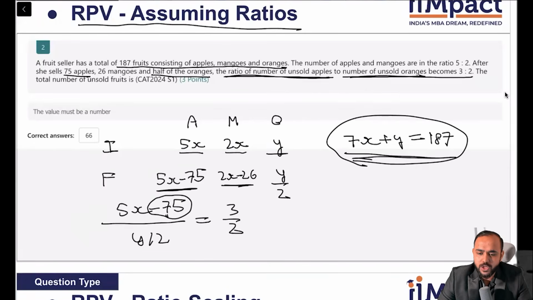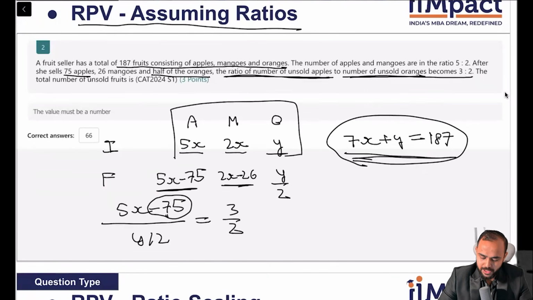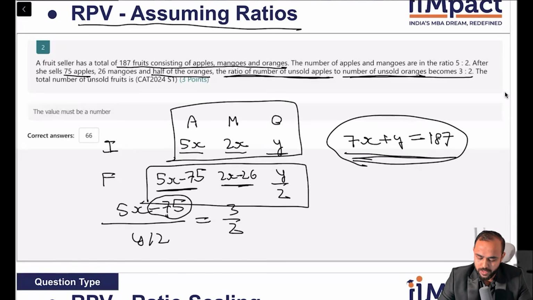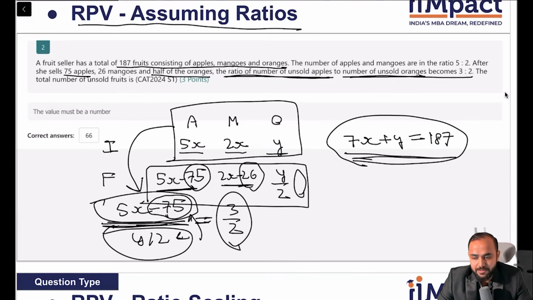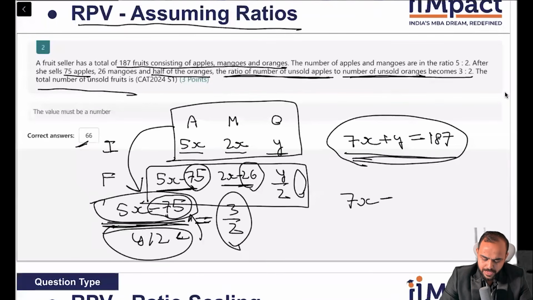Do you see what we actually did? We had some ratio, and there was some other ratio given to us, and there was some addition, subtraction, some absolute data change happening: selling of 75 apples, selling of 26 mangoes, selling of y by 2 oranges. So I put those here, assumed the values, and then equated the new values to the new ratio that we have. You can solve after this and you will get 66 as your answer. The total number of unsold fruits is what you have to find. So that is 7x minus 75 plus 26, which is 101, plus y by 2. So this is what you have to find.